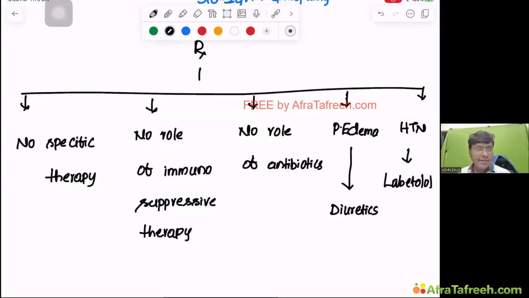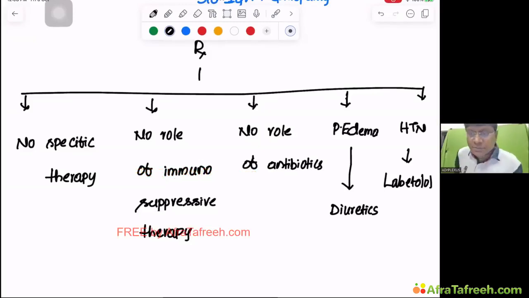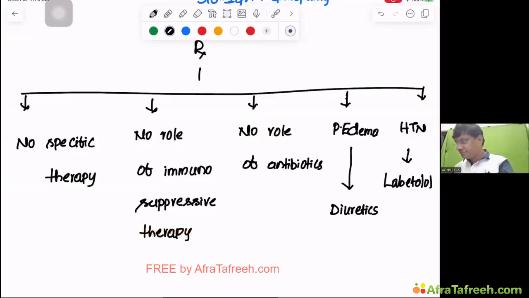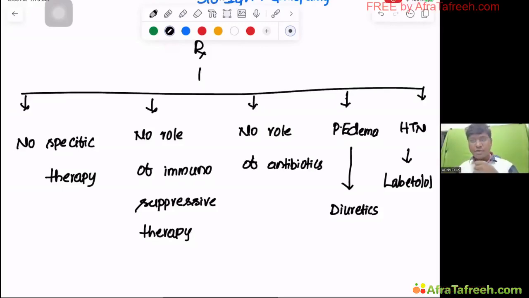Which other cardiac conditions do we use labetalol in, apart from hypertension? I'm talking about cardiac conditions. Any one of you? We have discussed this in cardiology. Actually, the drug of choice for that condition is esmolol, but esmolol availability is not there, so we give the alternative, labetalol. Very good, Soumya. Excellent. That is aortic dissection.